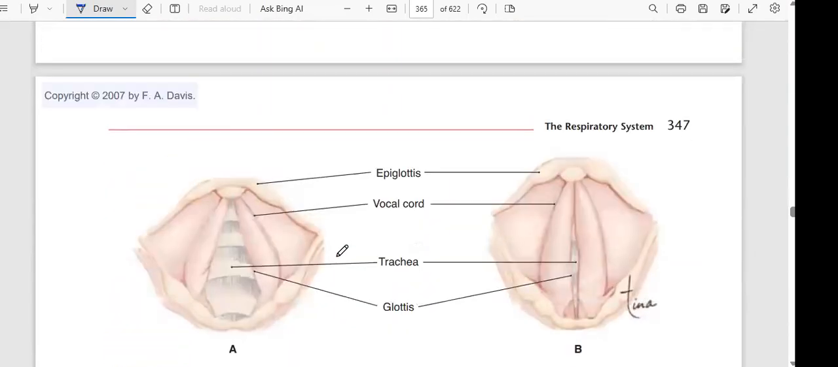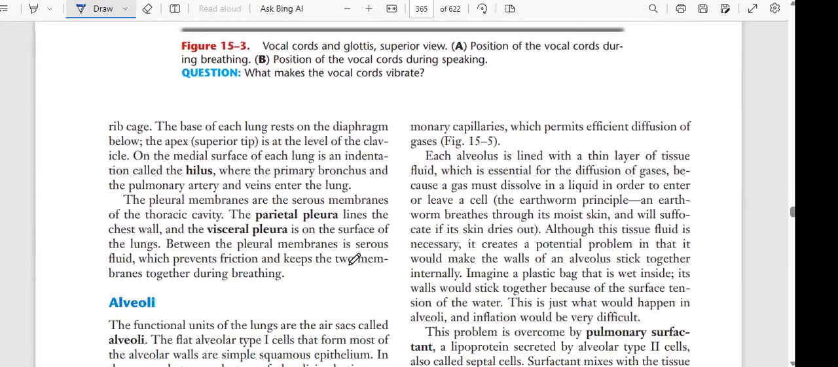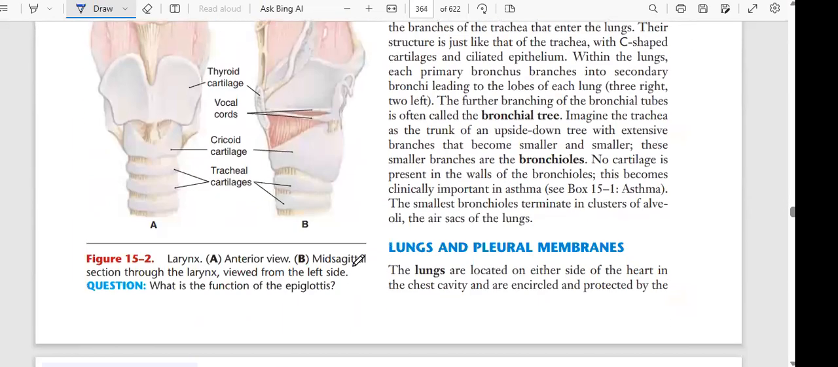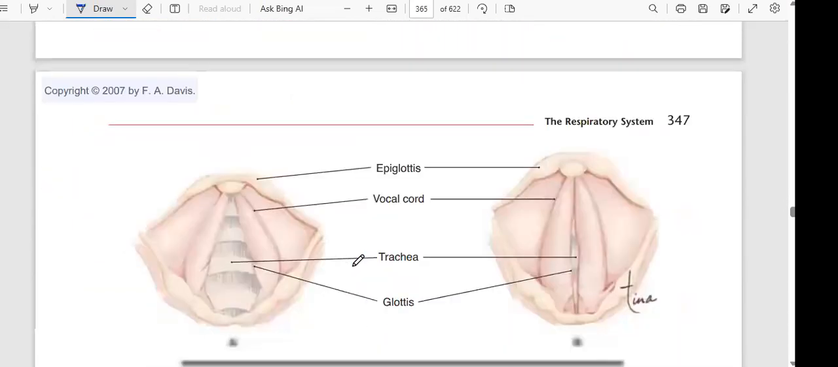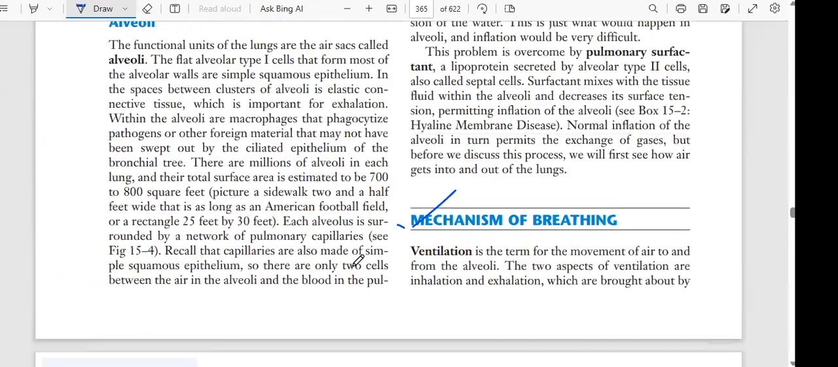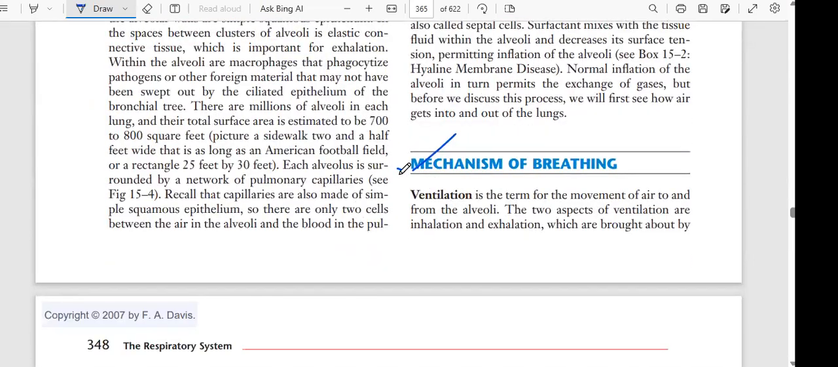So we are studying the respiratory system. We completed lungs and pleural membrane, trachea, bronchi, and alveoli. Now we talk about the mechanism of breathing: how we breathe, how much air we inhale and how much air we exhale. It is very, very important. Ventilation is the term for the movement of air to and from the alveoli.